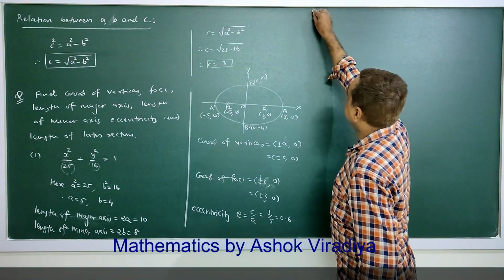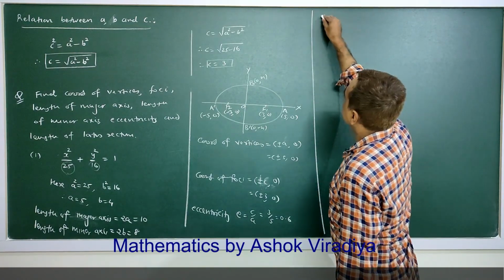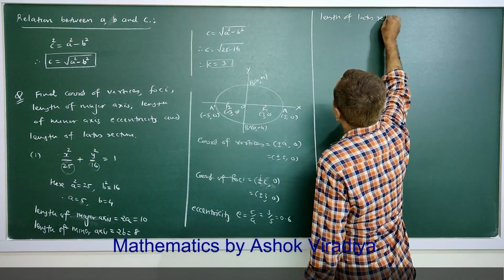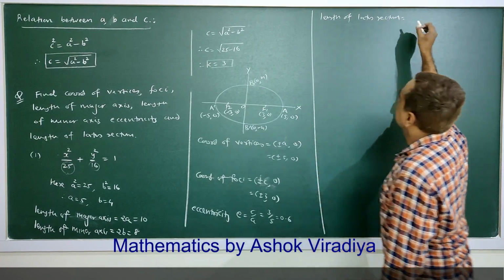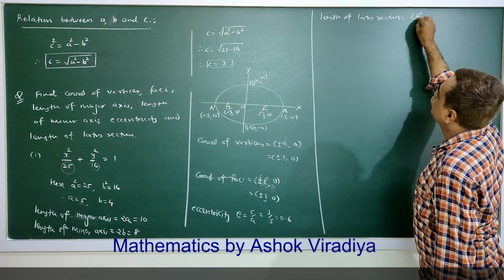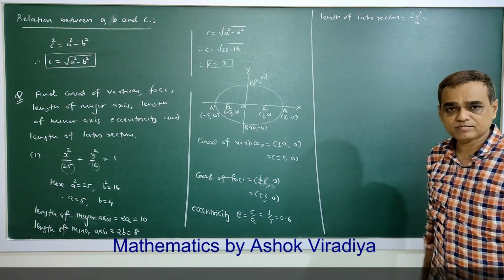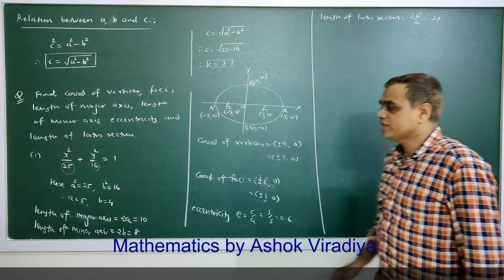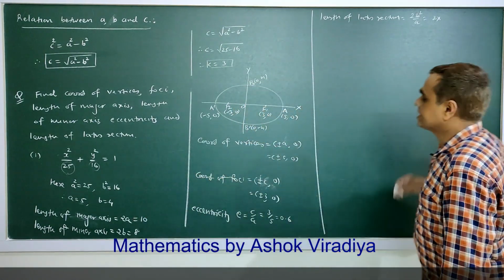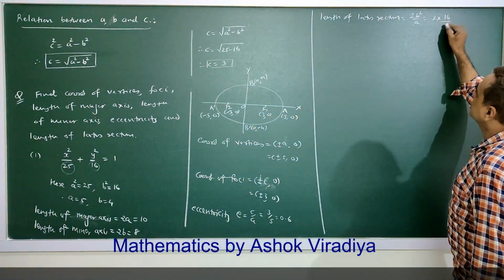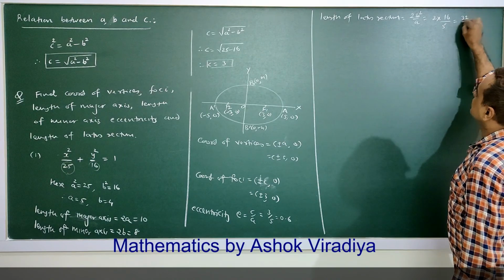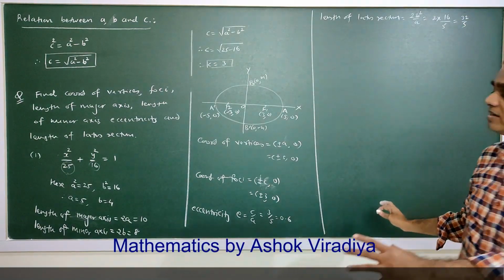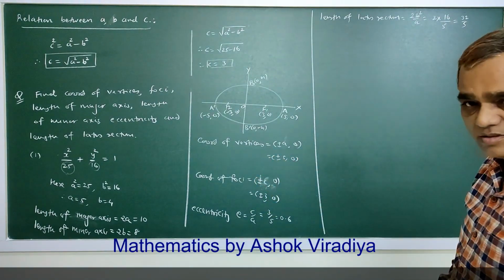Length of latus rectum. Formula is 2b square by a. Now b square. What is b square? B square is 16. A is 5. So 32 by 5. So this is the method to find these values.